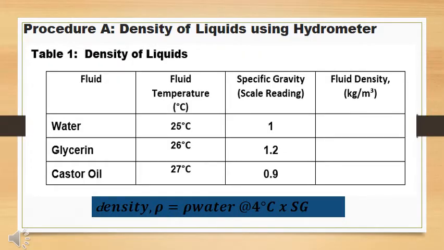As soon as we have the data, we'll write it down in our table provided. So for the water, we have the temperature reading of 25 degrees Celsius. For glycerin it is 26 degrees Celsius, and for castor oil it is 27 degrees Celsius. For specific gravity, water is 1, glycerin is 1.2, and castor oil is 0.9. So with this data, you can determine the density using the equation below.